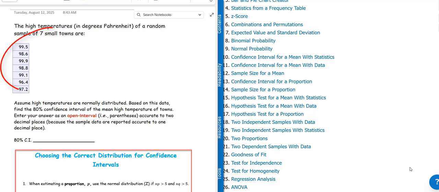Here we're given a random sample of the high temperatures in 7 small towns. And we're told that high temperatures are normally distributed, and we want to find an 80% confidence interval. The first thing we have to do is choose our distribution.